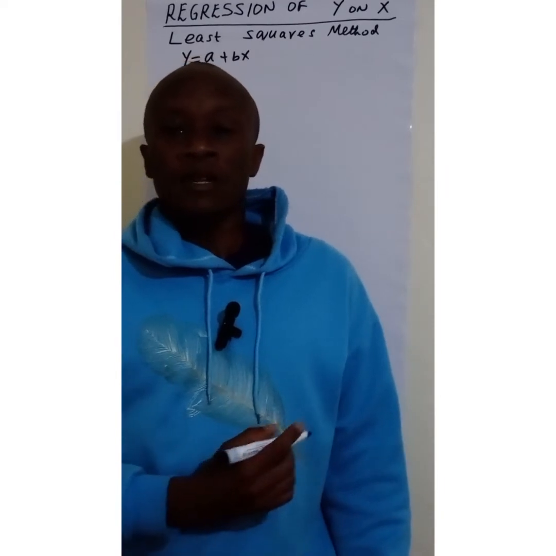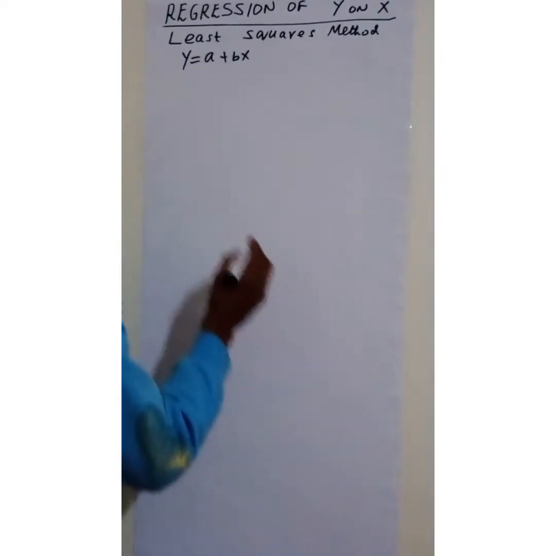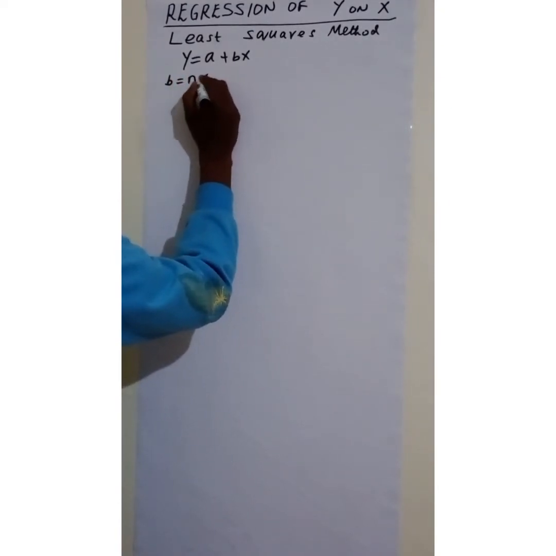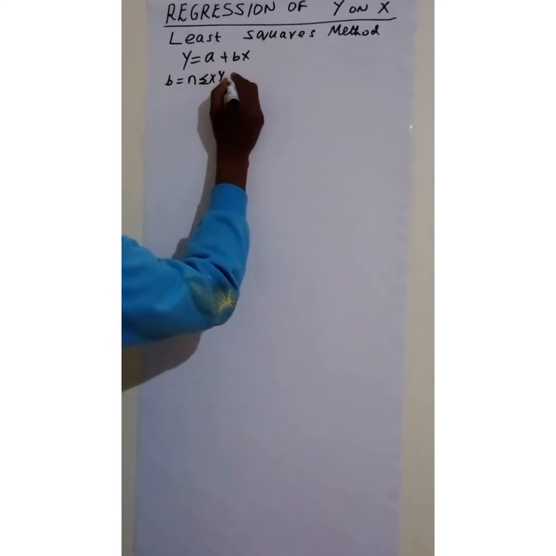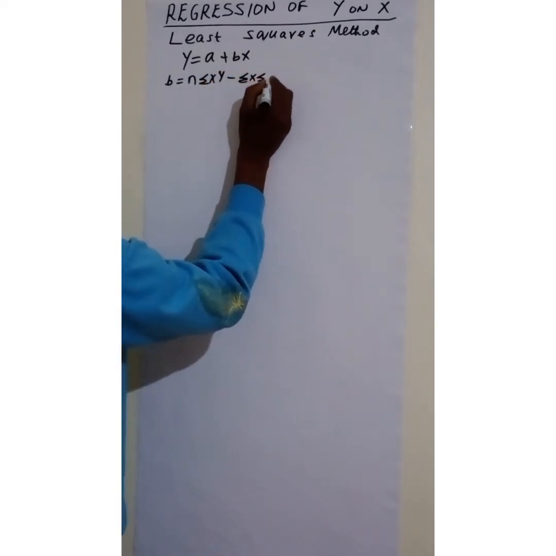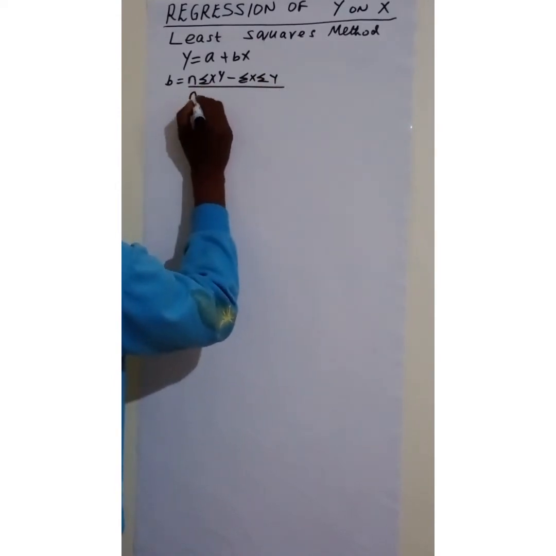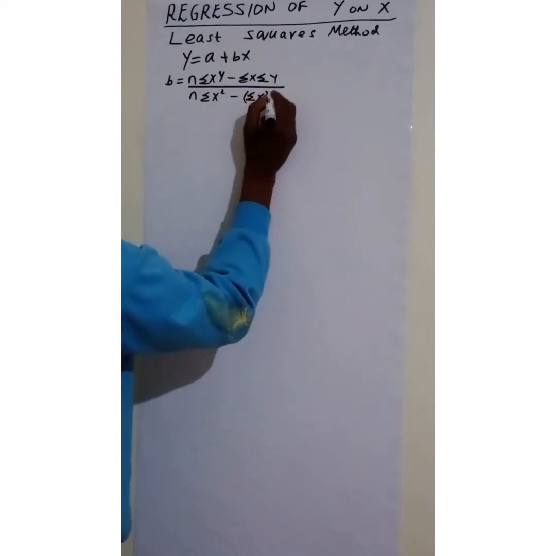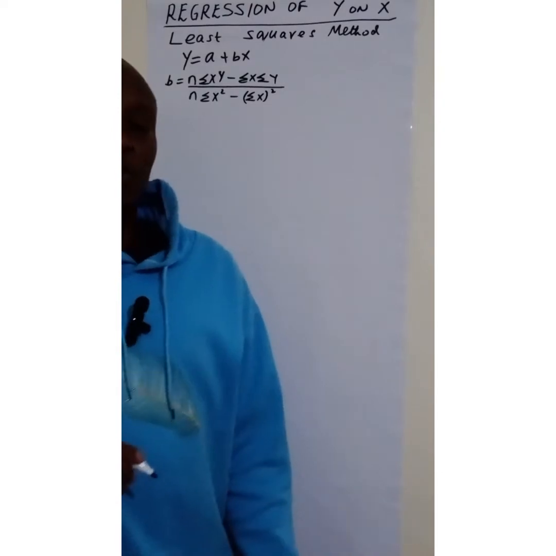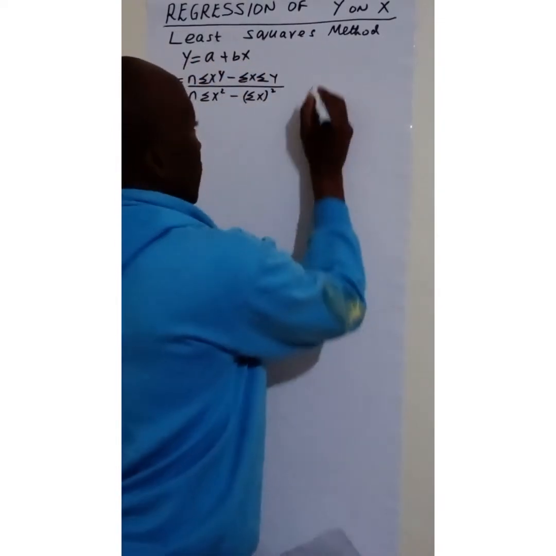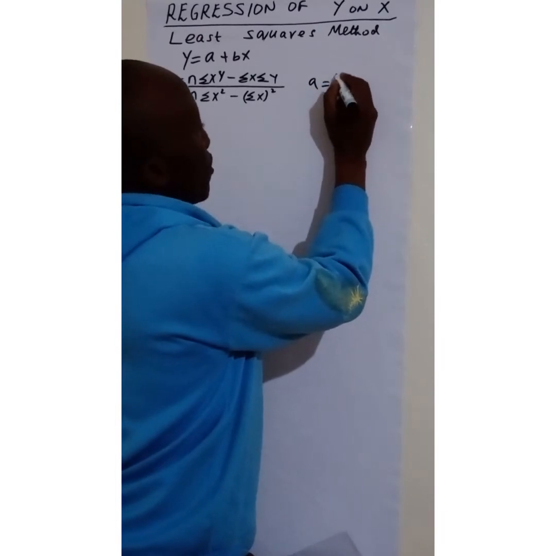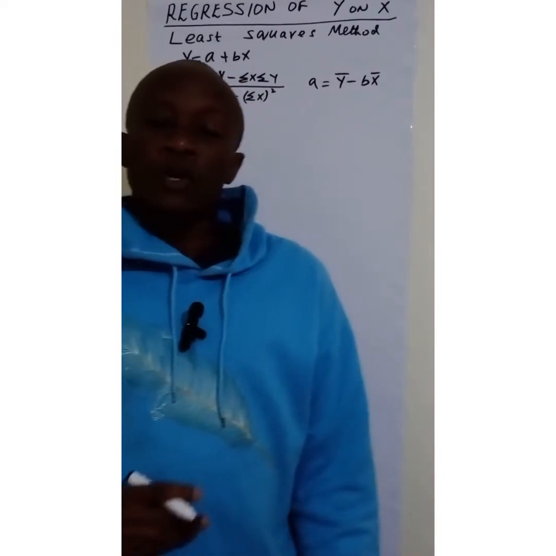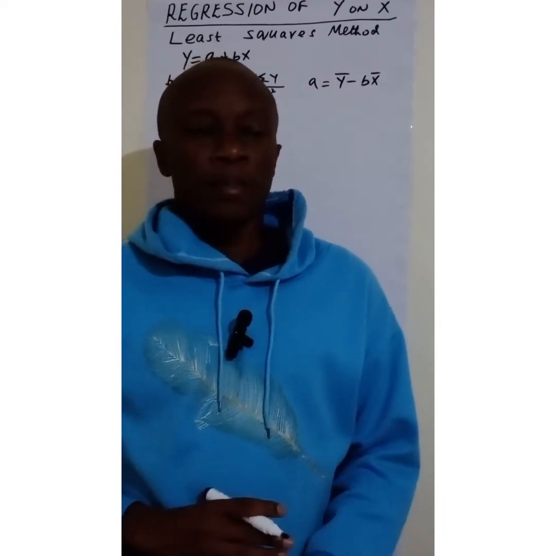For us to determine the value of b, we say b is equal to n summation xy minus summation x times summation y, over n summation x squared minus (summation x) squared. And for us to determine the value of a, we say a is equal to the mean of y minus b times the mean of x. These are the two formulas we use to get the values of a and b.